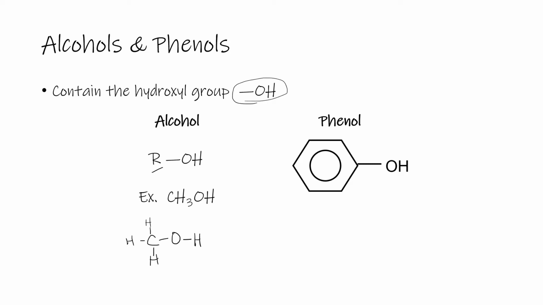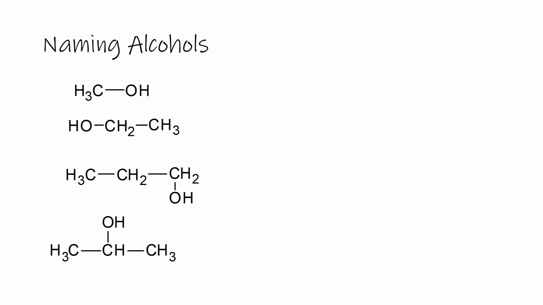The hydroxyl group, that OH group, is a polar group, and so it can form hydrogen bonds with water. Therefore, small alcohols are soluble in water. Generally, alcohols with 4 carbons or less are going to be soluble in water. Let's look at naming alcohols.